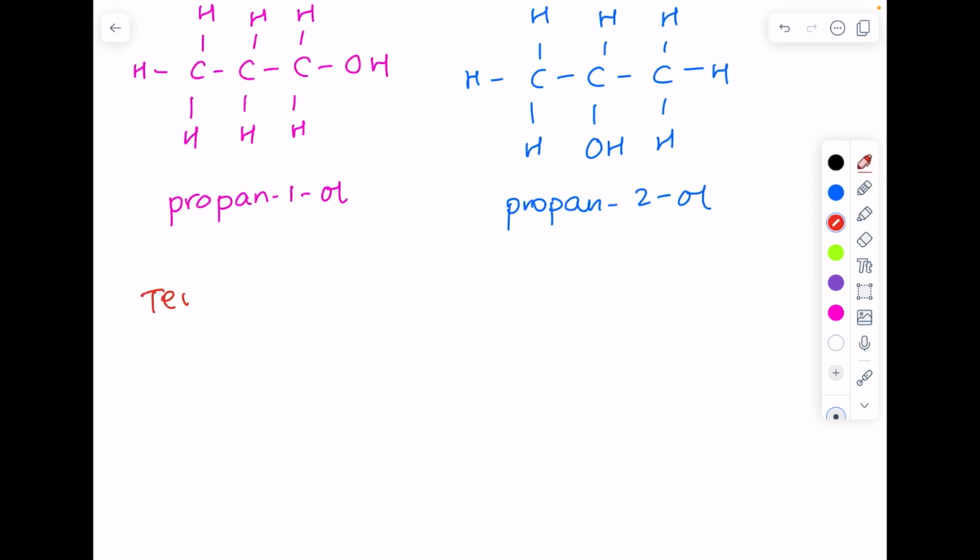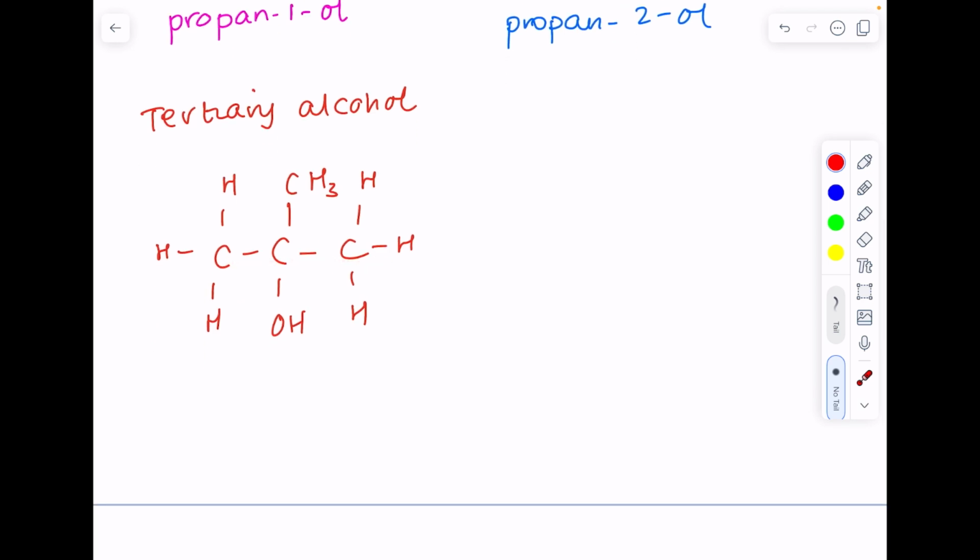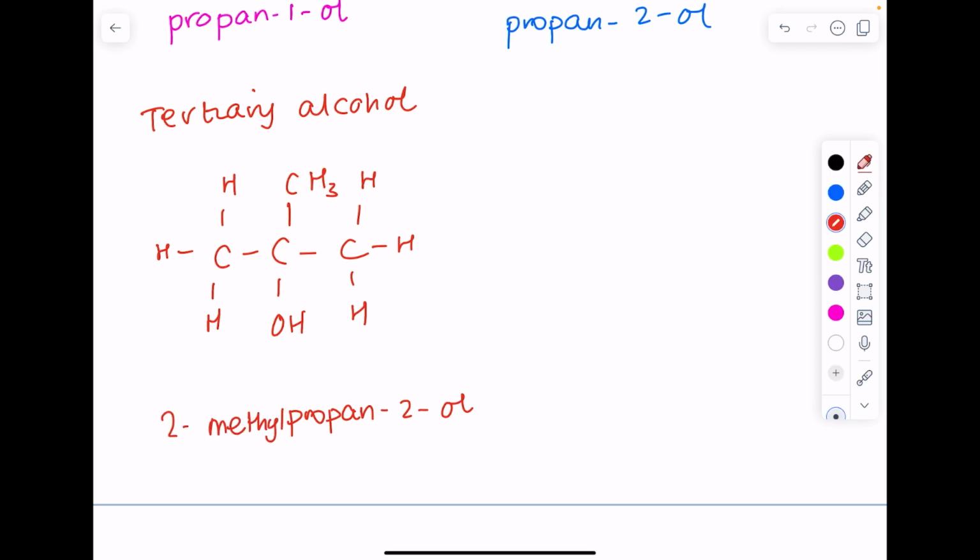And now tertiary alcohols. What you can see true of a tertiary alcohol is the carbon that the functional group is attached to is attached to 3 other carbons. Let's name it. The longest chain has 3 carbons, so it's prop. The alcohol is on the second carbon, so it's propan-2-ol, but we have a methyl group also attached to the second carbon, so it's 2-methylpropan-2-ol.